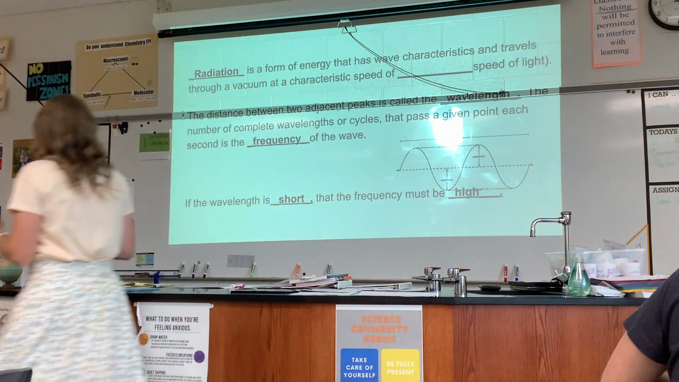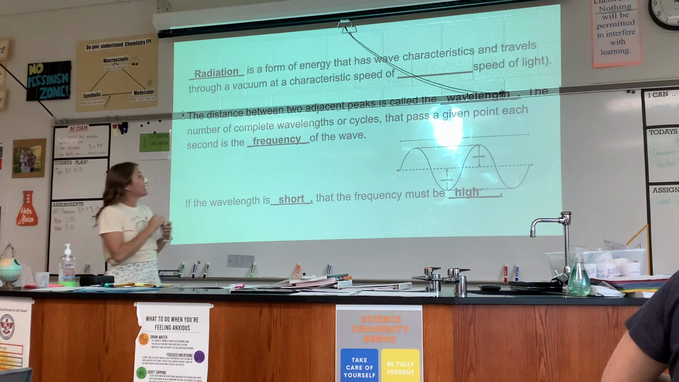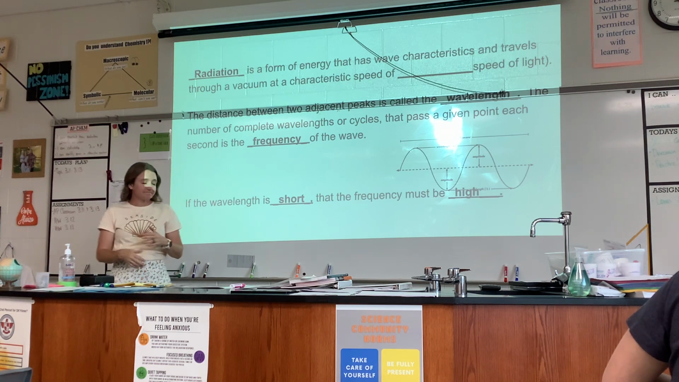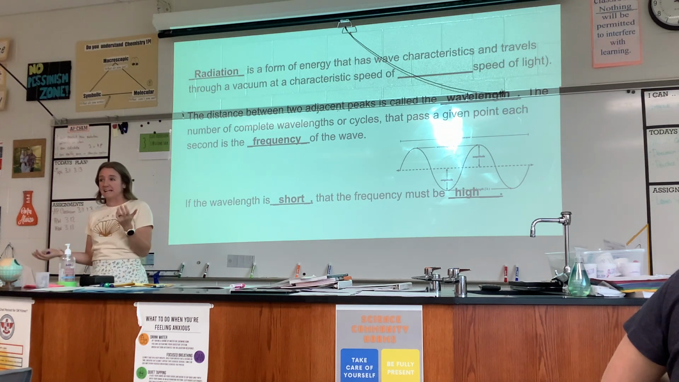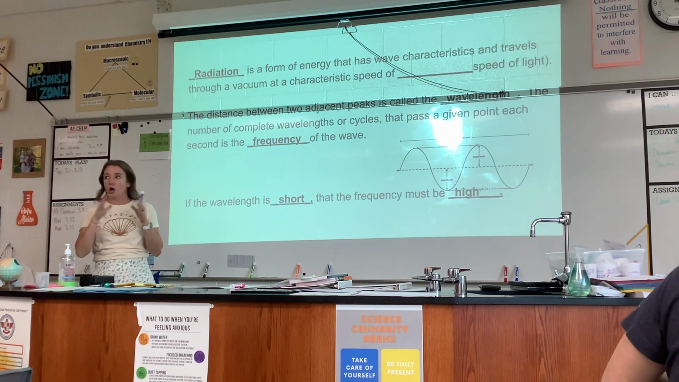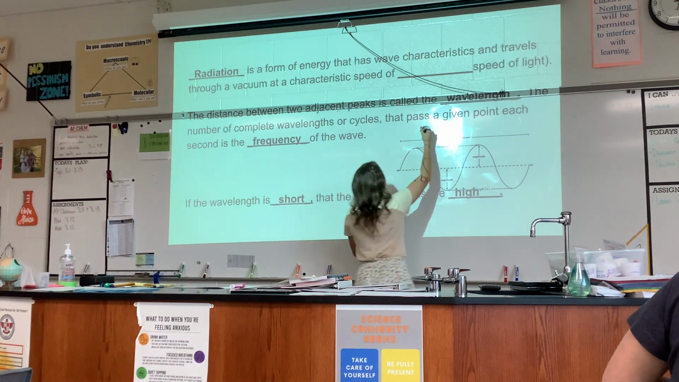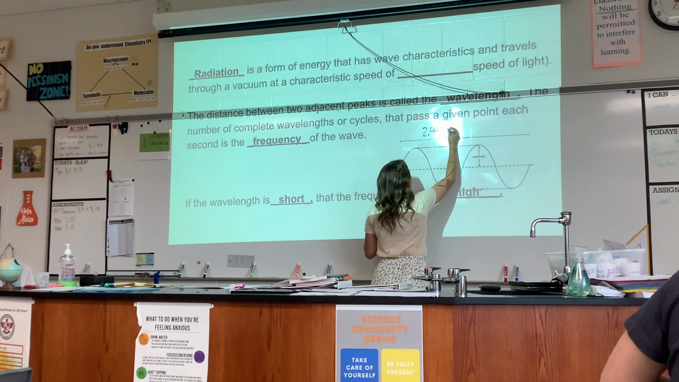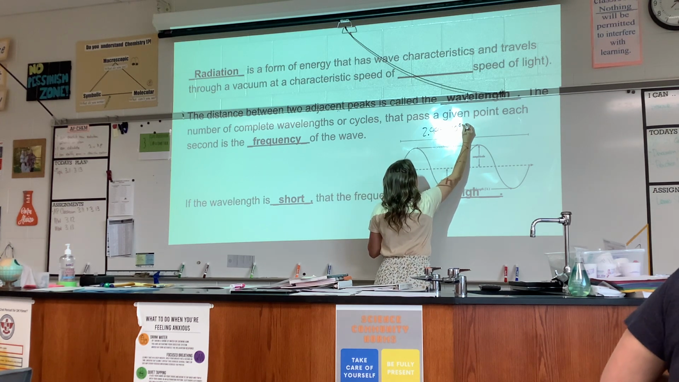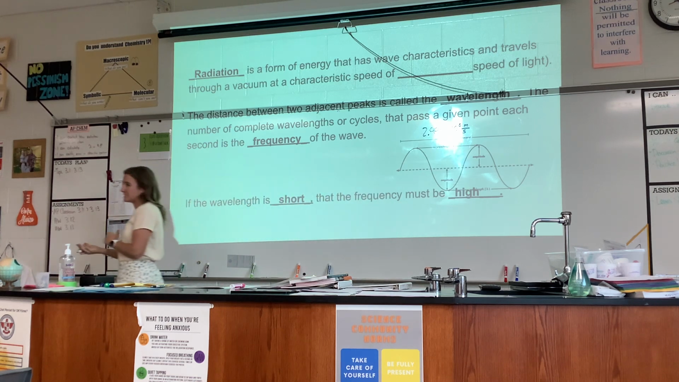Scientifically speaking, radiation is just a form of energy that has wave characteristics and travels through a vacuum at the characteristic speed of light. The characteristic speed of light is a constant. We'll actually use it today in some math equations. It's on our formula sheet, so we don't have to memorize this number, but on that blank line, write 2.998 times 10 to the 8 meters per second. So that is the speed of light.